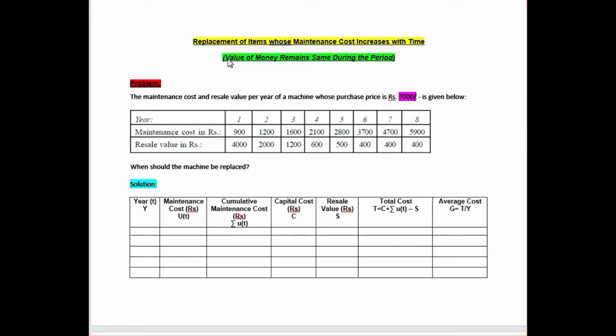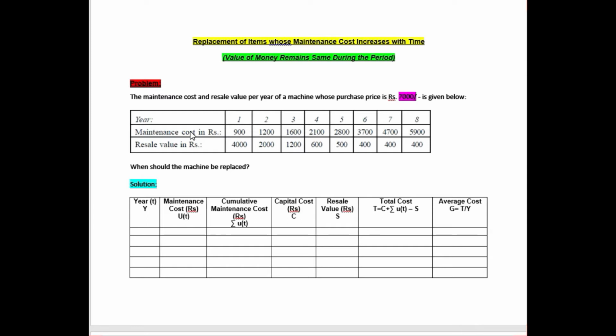So I'm going to read out the problem statement. The maintenance cost and resale value per year of a machine whose purchase price is rupees 7,000 is given below. The question is, when should the machine be replaced? Kindly look at this table. The maintenance cost and resale value are given in this table for 8 years.